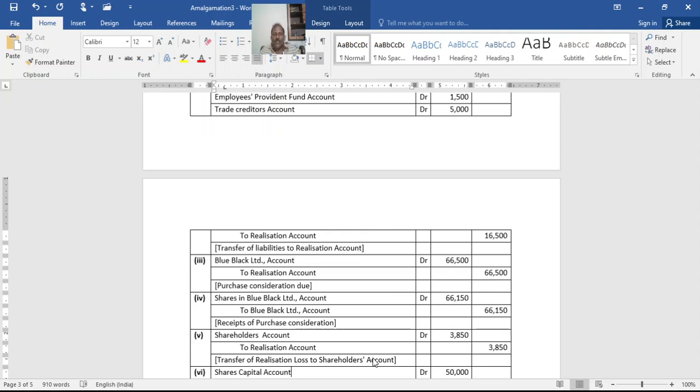Now when you see or total the realization account, you will get a loss. Loss is a situation where debit side total exceeds credit side. You see debit side total 86,500 and credit side it is 16,500 plus 66,500, something around 82,000, 83,000. Now the loss that has to be transferred to equity shareholders.